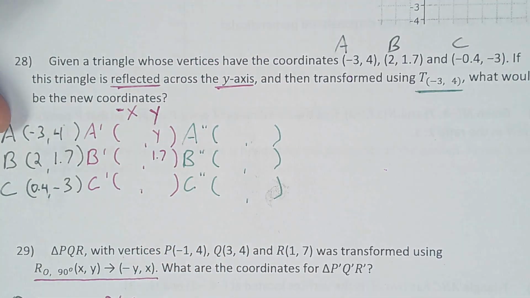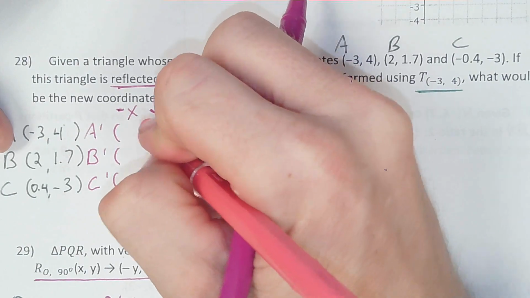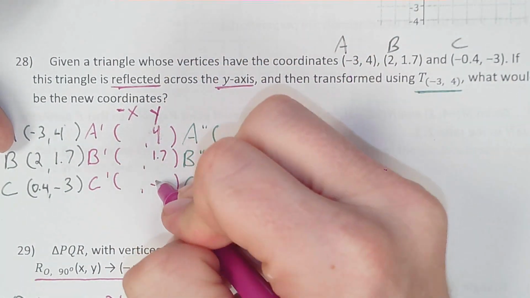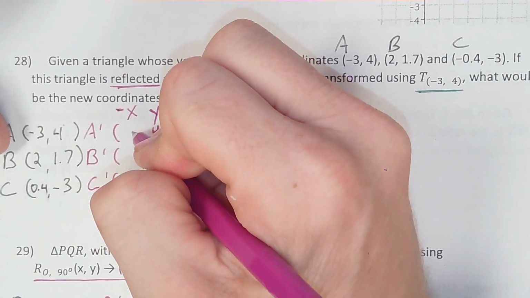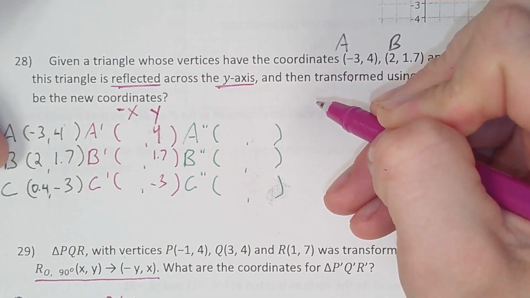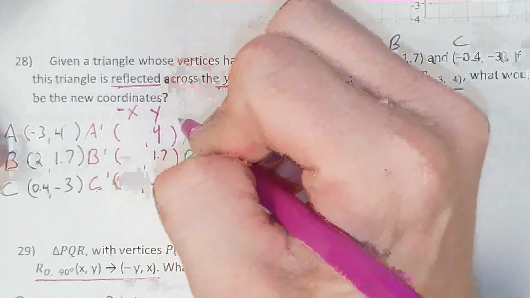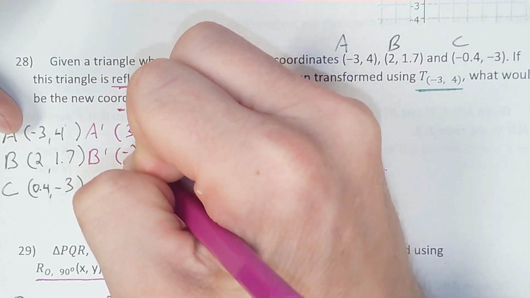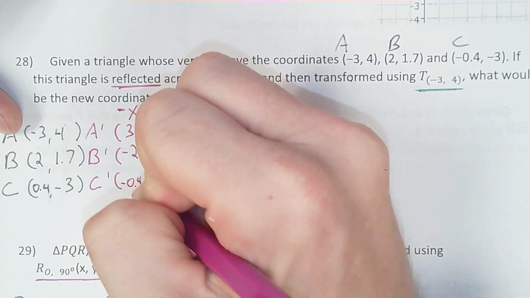1, 7, why did I write y? This should be 4. This should be 4, and it should be negative 3. The x's stay the same values, but they change signs. So this will be 3, negative 2, and negative 0.4.